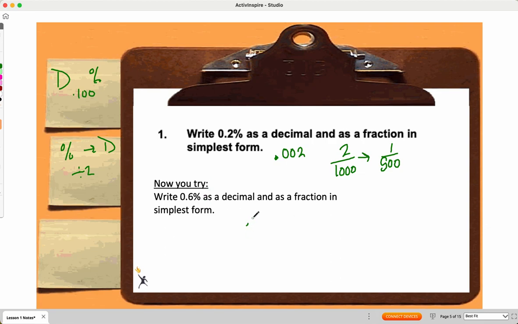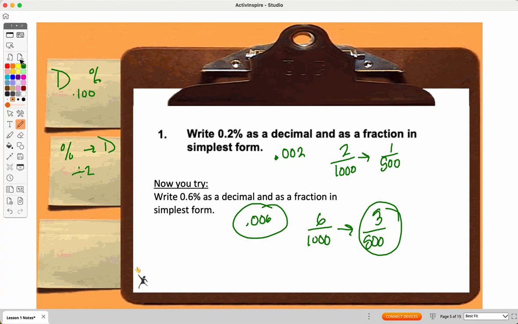All right, so you guys did a good job. It's 0.006, 6 thousandths again. So this time 6 thousandths as a fraction. Now I can simplify it down to 3/500. I can't go any smaller. So these are my 2 answers. Let's take a look at another problem like this.